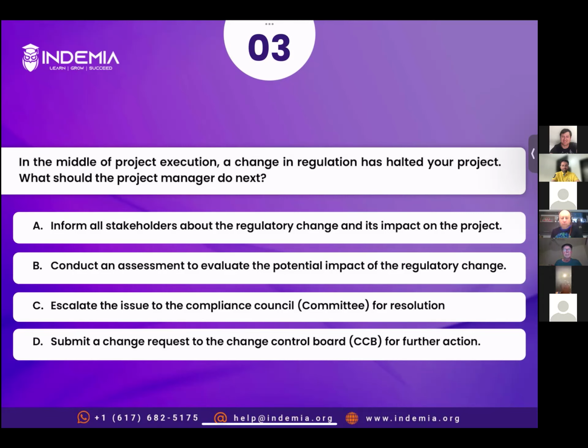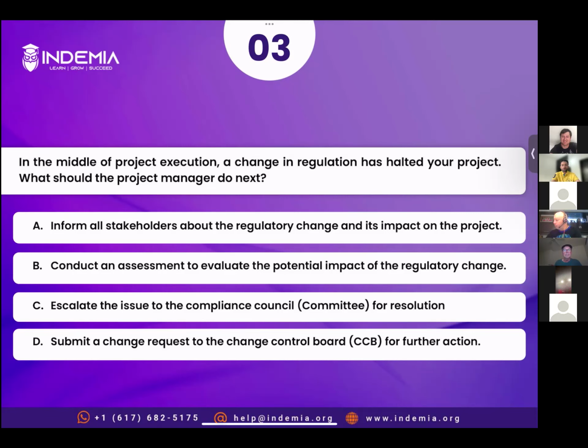Option C, escalate the issue to the compliance council for resolution. Whenever you see an option like escalation, think about it as a last resort. That's not the first option. Escalation is the last option. And also the option that says escalate and don't do anything can't be the right answer. So for example, if it says escalate the issue to the compliance council and work with them to come up with the solution, that makes sense.